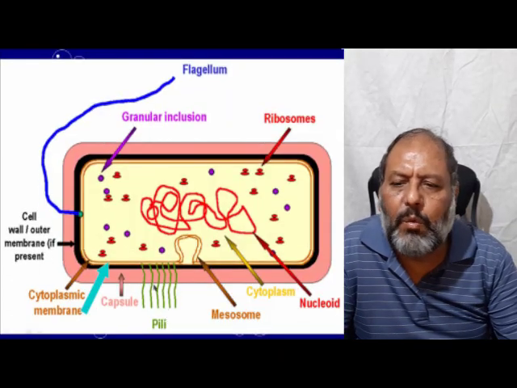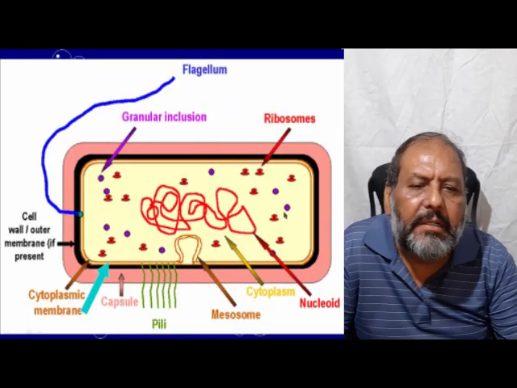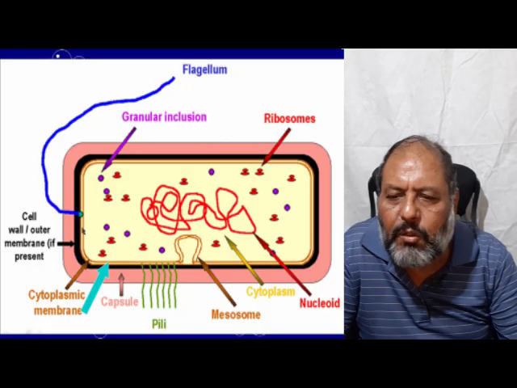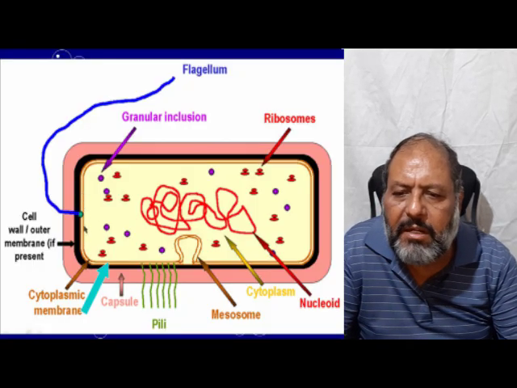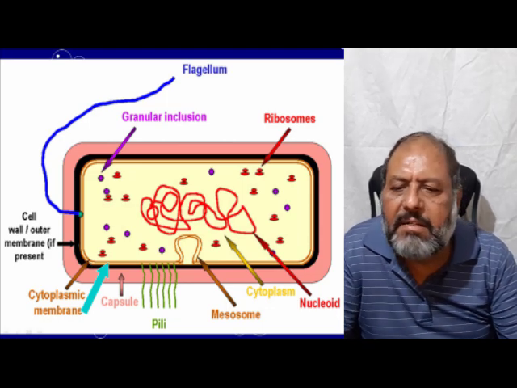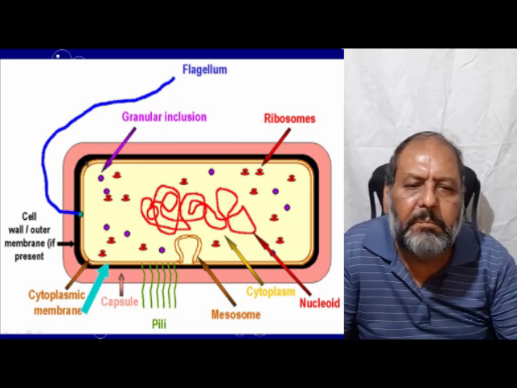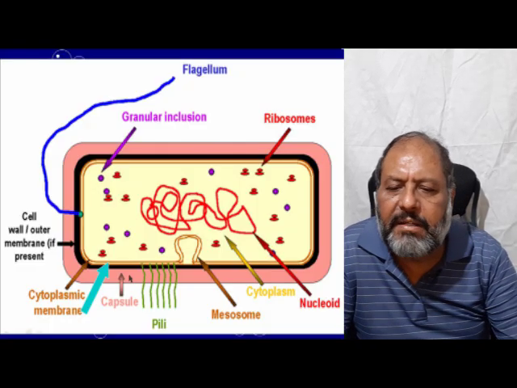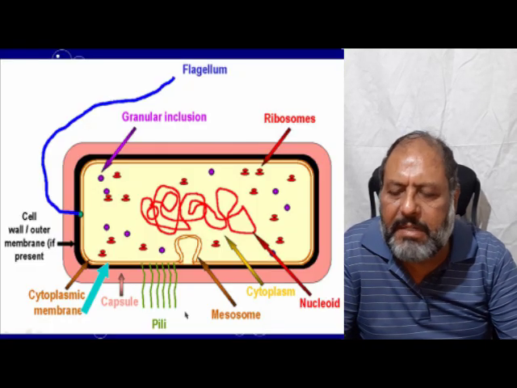And here one can see the cytoplasm, and this is the cytoplasmic membrane, a thin membrane that is covered by the cell wall, which is brown and thick, and outside that is the capsule, which is of light color.